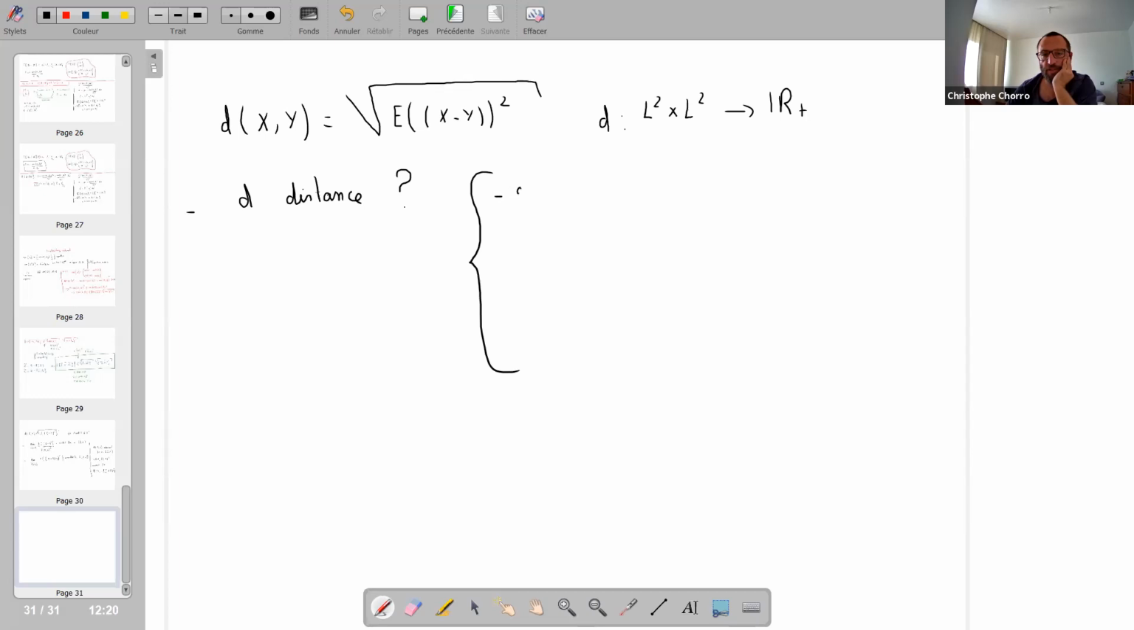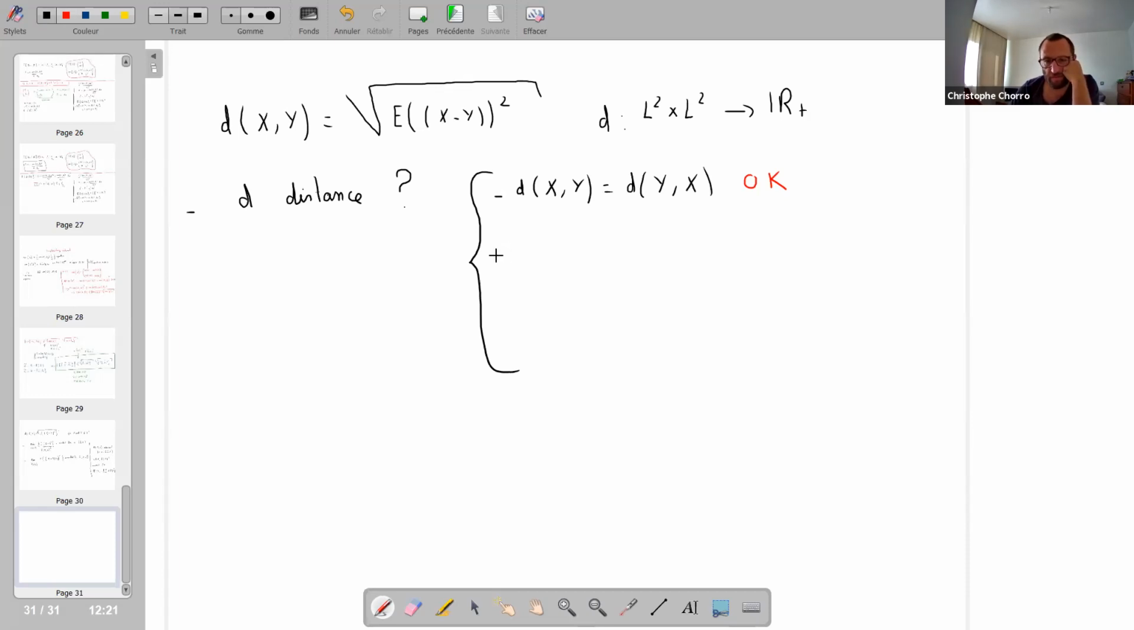First, I need to be symmetric. The distance between x and y has to be equal to the distance between y and x. Here, no problem. Why is it okay? Because if I change x and y inside here, I have no problem. If I change x and y, I obtain this.